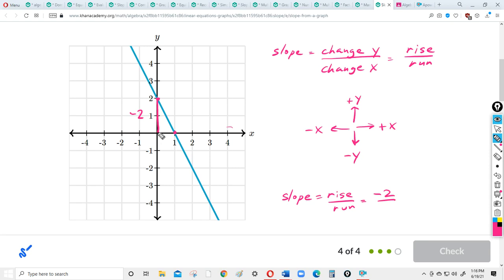And again, starting from here, I'm just going to go right 1 to go to that point. Since I went right, that's positive x, so that's just going to be a +1. So the run is just +1. Change in y over change in x. So -2 over 1 is just -2. And you put that in the box.